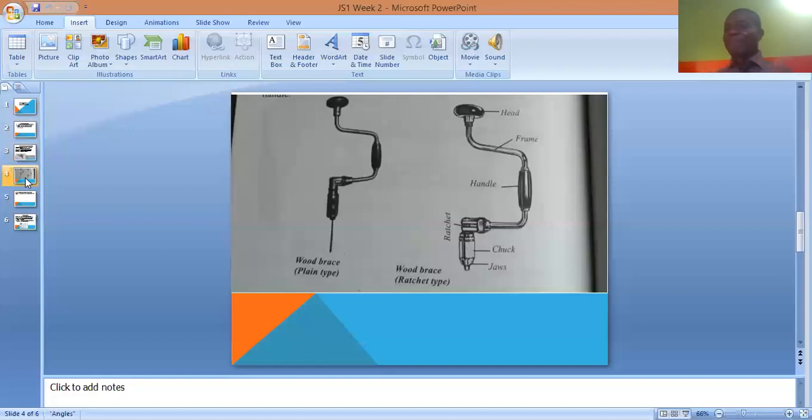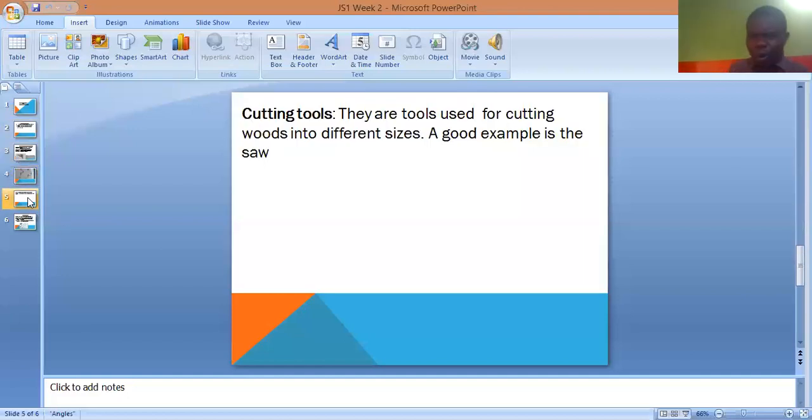Then this is the plain brace, which does not have the ratchet. Okay. Then let us look at the cutting tools, or woodwork cutting tools.